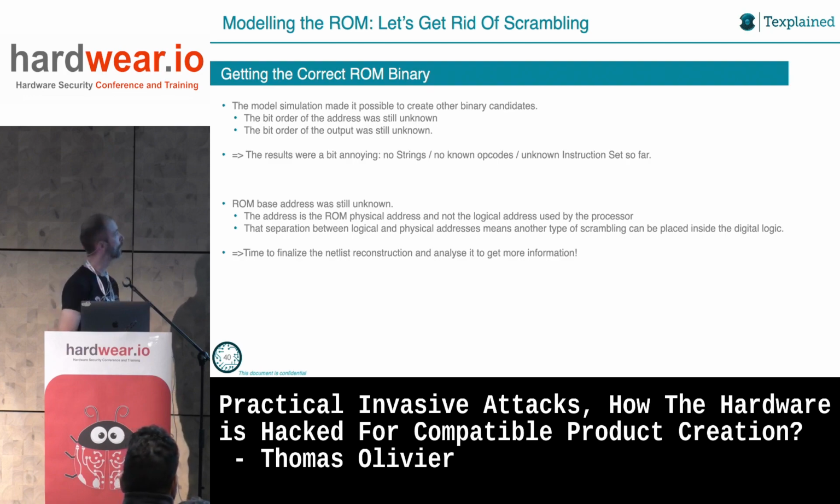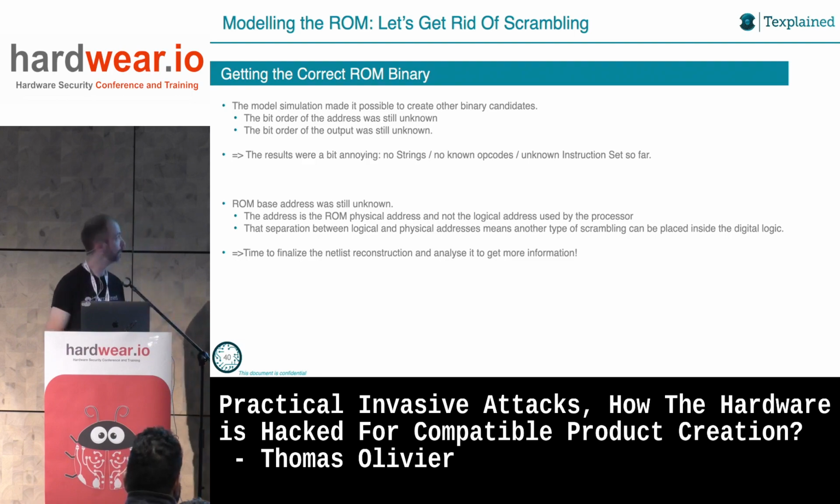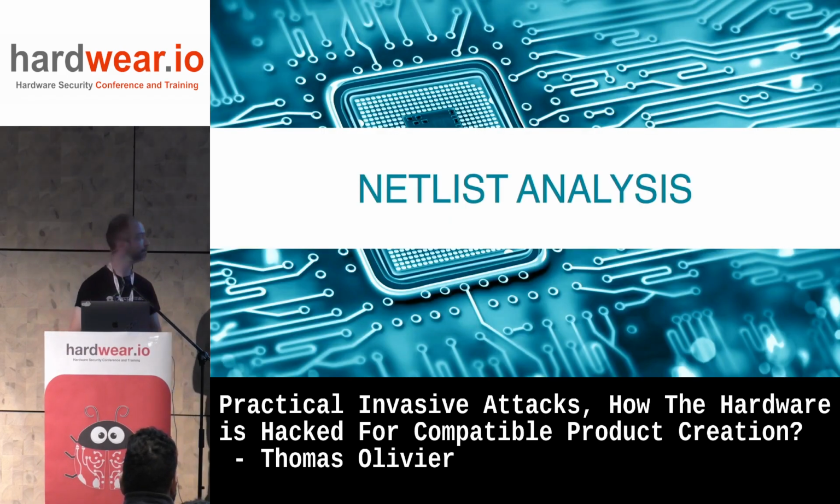Okay. So results are a bit annoying, that's for sure. There are still some unknowns, like the base address of the ROM, unknown. Type of processor is unknown. So yeah, a bit later we could see that there is a difference between the physical address of the memory and its logical address. But hey, we have the netlist now, so we can get so much more information.